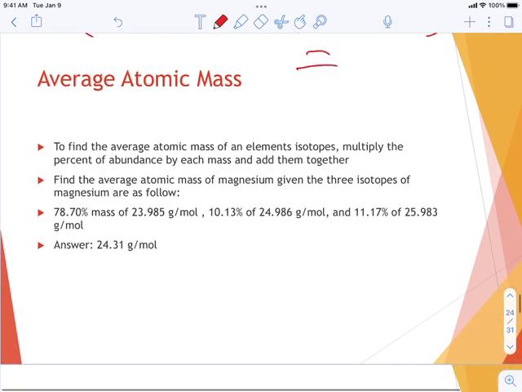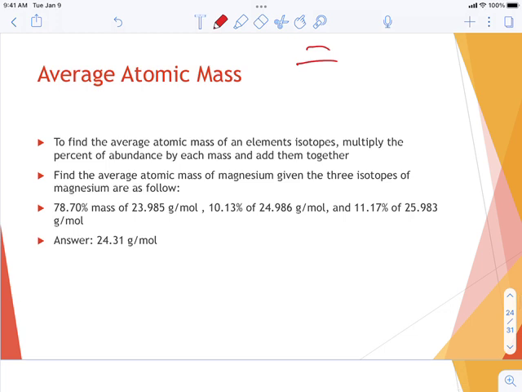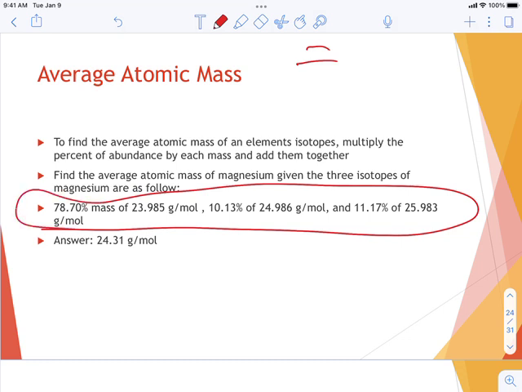This is just the word form of what I've just said. Okay? And then there's an example here for you to try with the answer given. So make sure you can get to that answer. So try that problem.